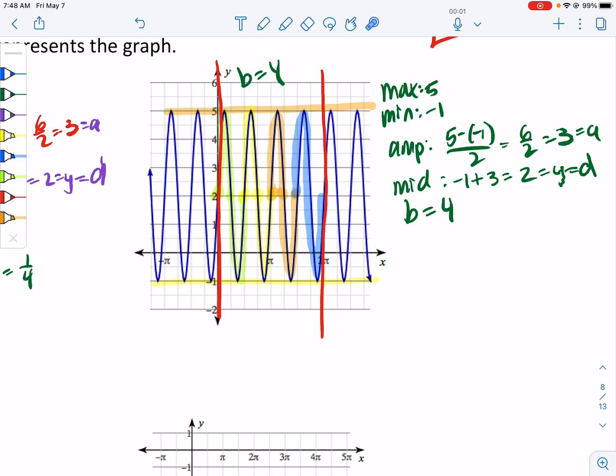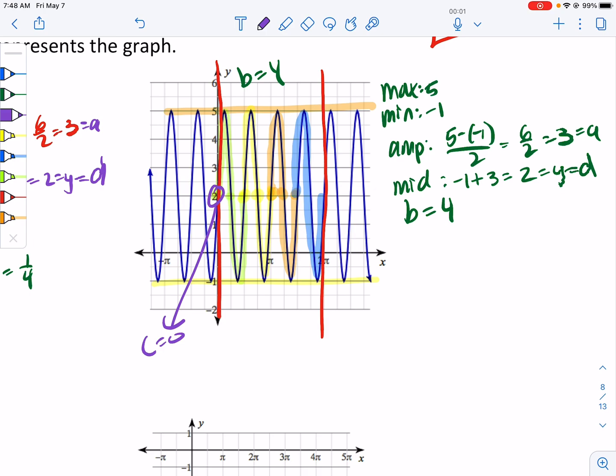Well, our c value, we're starting at 0, so I'm not shifting left or right at all, so our c value is 0. The ones we're looking at today all have the possibility of starting at 0. You could not start at 0 if you wanted to, but they all have the possibility of starting at 0. We'll look at some more later where it's not starting at 0.